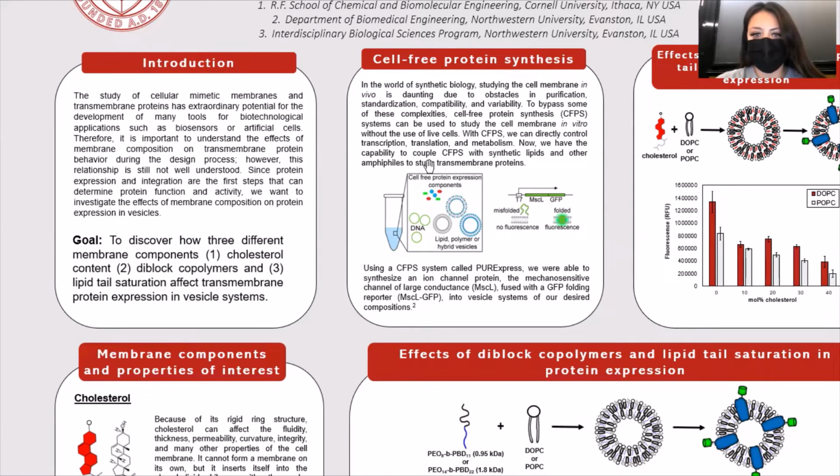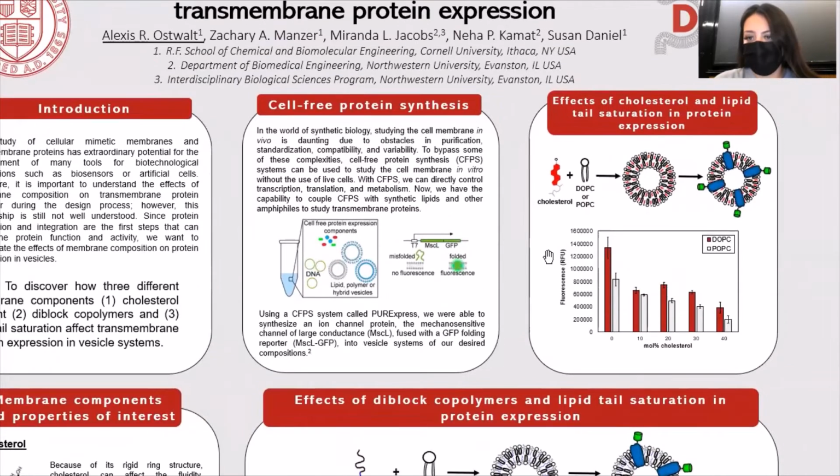So we take a cell-free protein synthesis approach. Within our reaction mixture, we have transcription and translation machinery provided by a kit called PURExpress. We provide DNA of a protein of interest, which is MscL, an ion channel protein. And then we also provide the vesicles of varying compositions. The way this works is the MscL is fused to a GFP folding reporter. So we're assuming that if the protein is folded correctly, it will emit a fluorescence that we can read out on a plate reader.